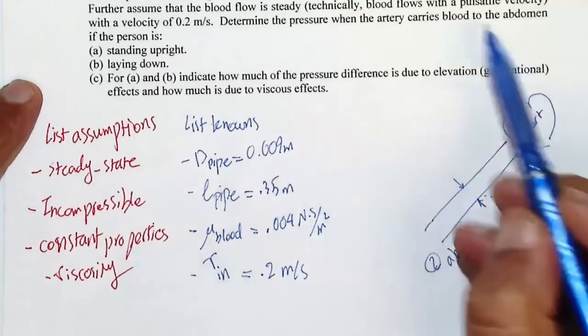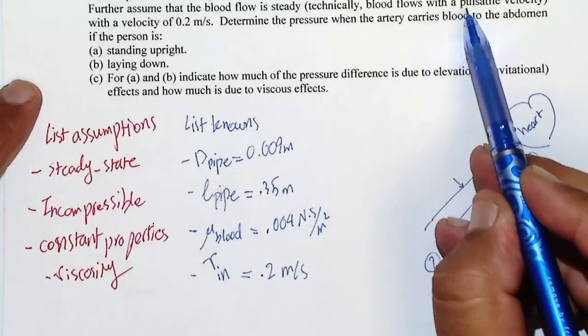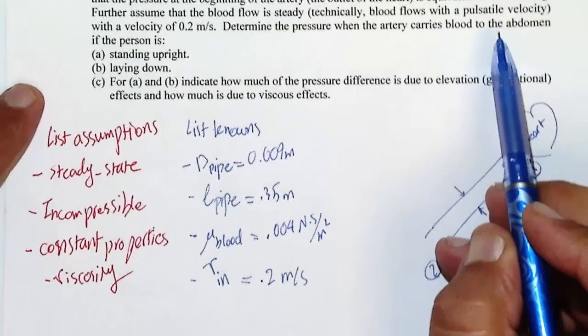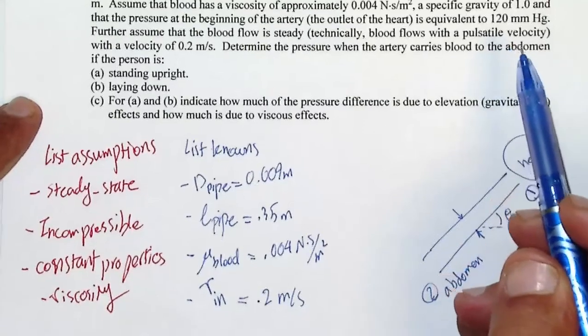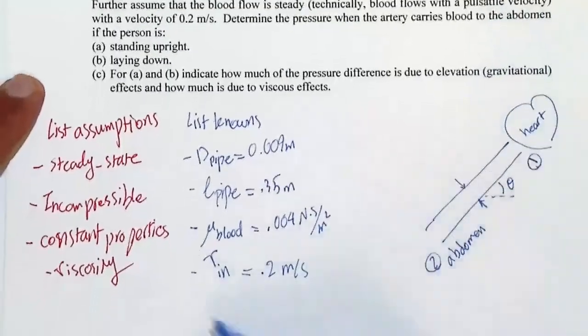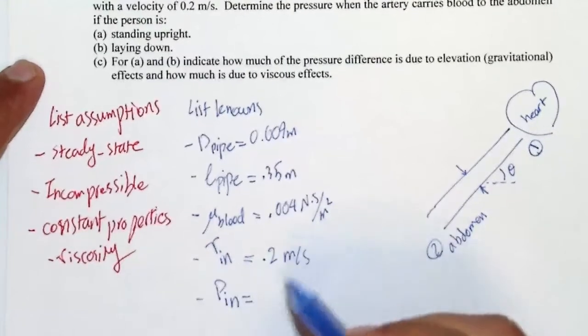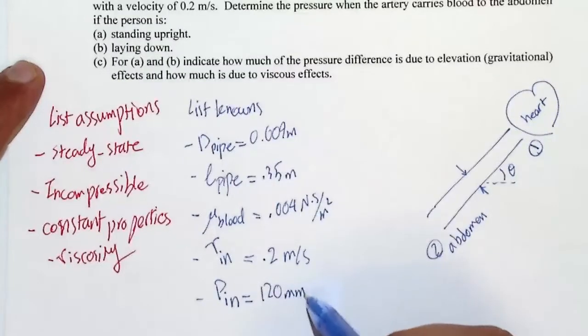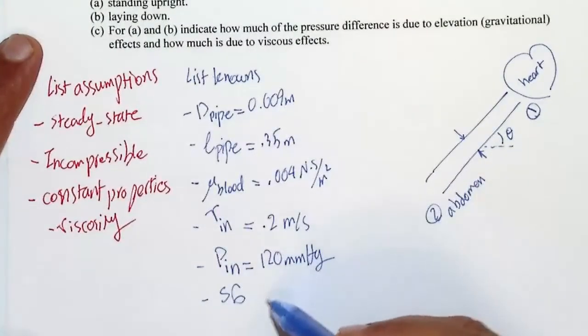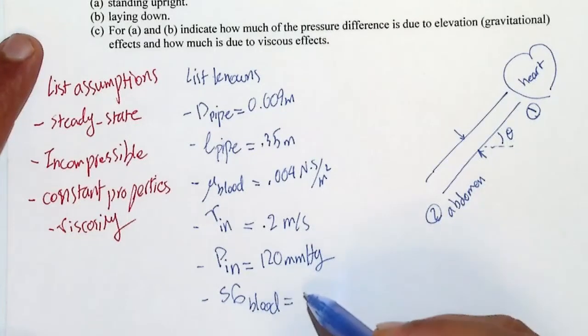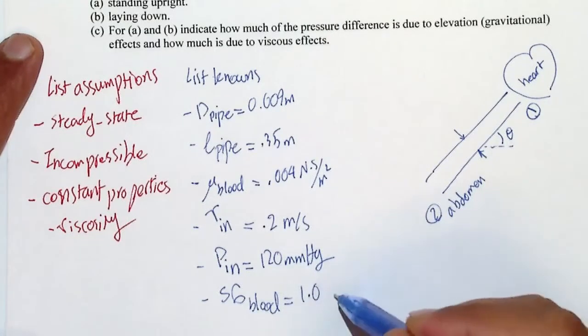What else? It's mentioned that the pressure after the heart is 120 millimeter Hg, where Hg means mercury. So the pressure is almost given to you. So P at 1, or P in, is given, which is 120 millimeter of mercury. We'll find out. And also SG is given, which is the specific gravity for blood, and you can assume that it is 1, which means that the rho is the same as rho of water.